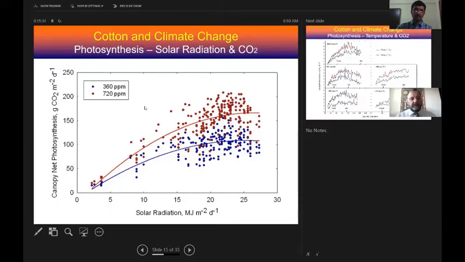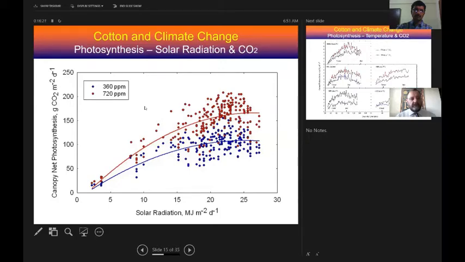Here we are looking at cotton canopy photosynthesis, in grams of CO2 per meter square per day, as a function of solar radiation. When the canopies are intercepting all the light, this is the variability in canopy photosynthesis as a function of solar radiation. You can see that at a wide range of solar radiation environments, plants grown under future CO2 conditions are producing greater photosynthesis compared to the plants grown at ambient CO2.